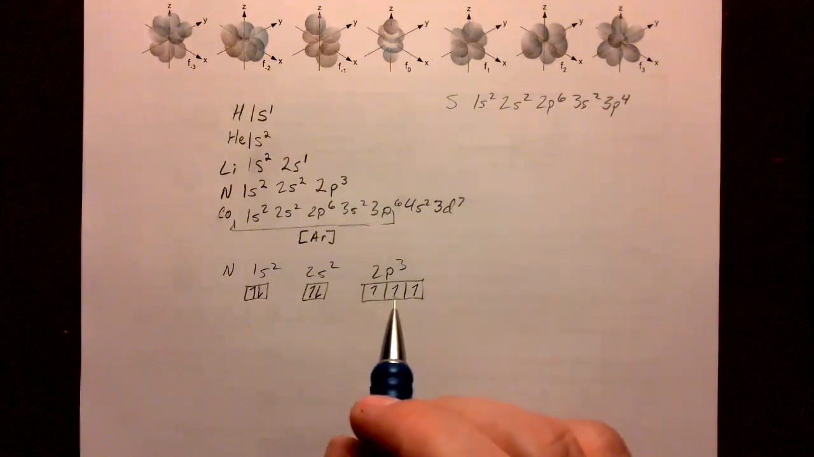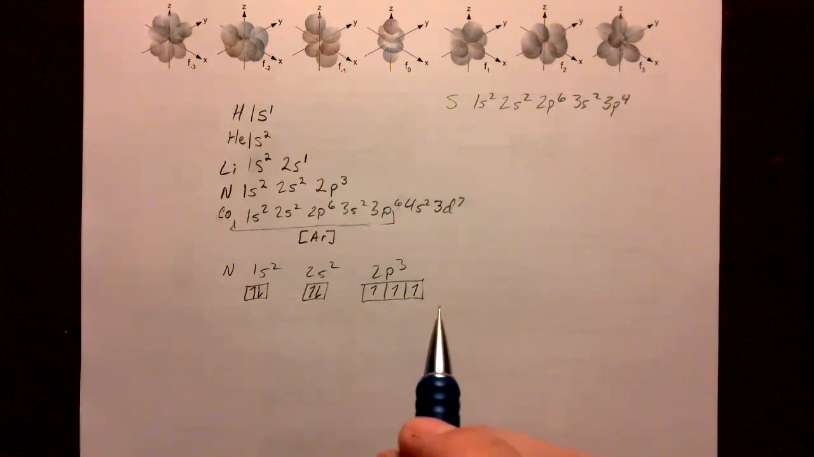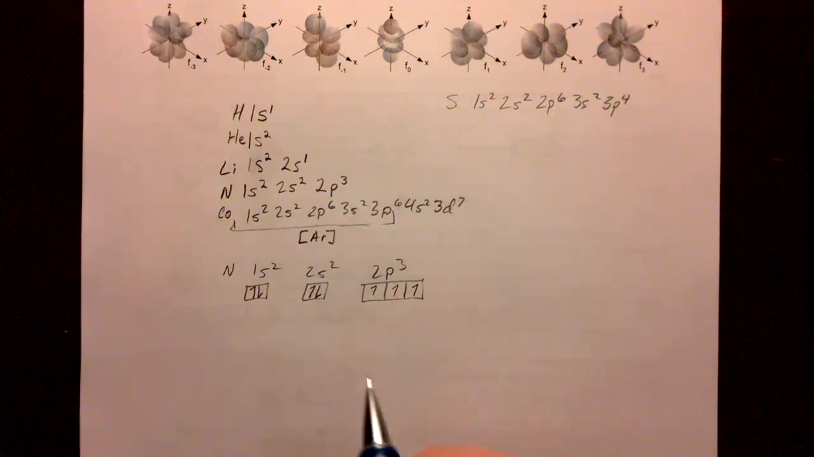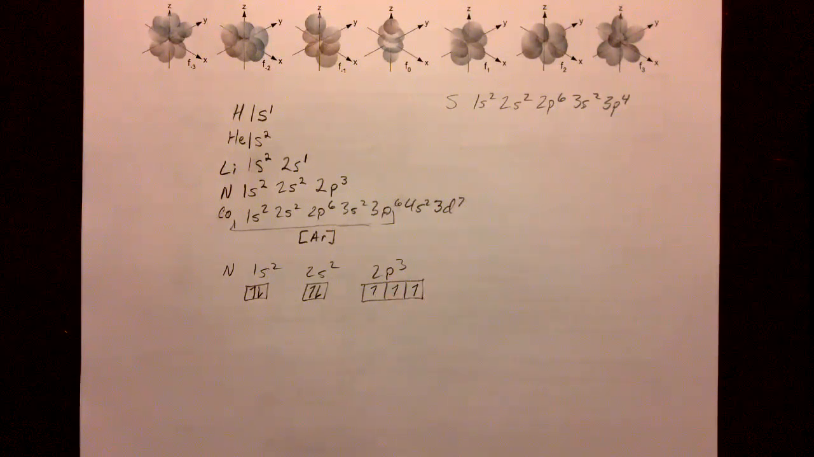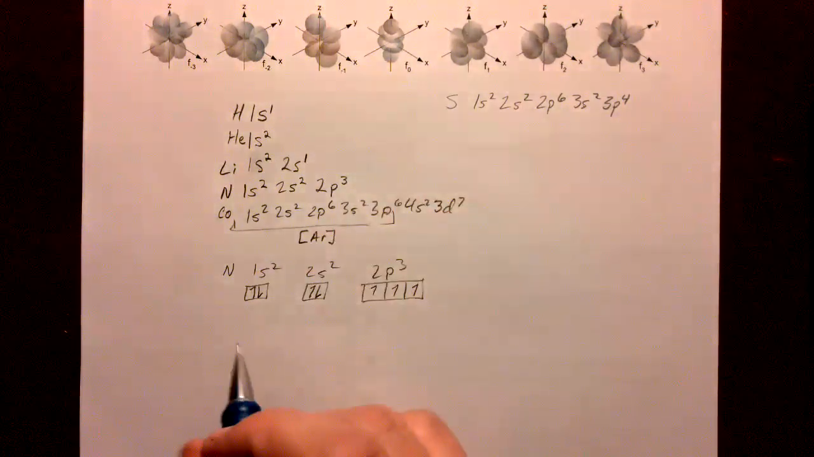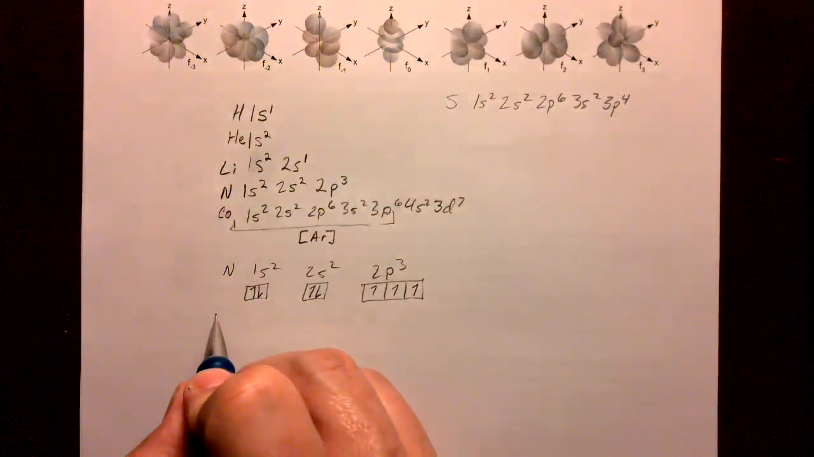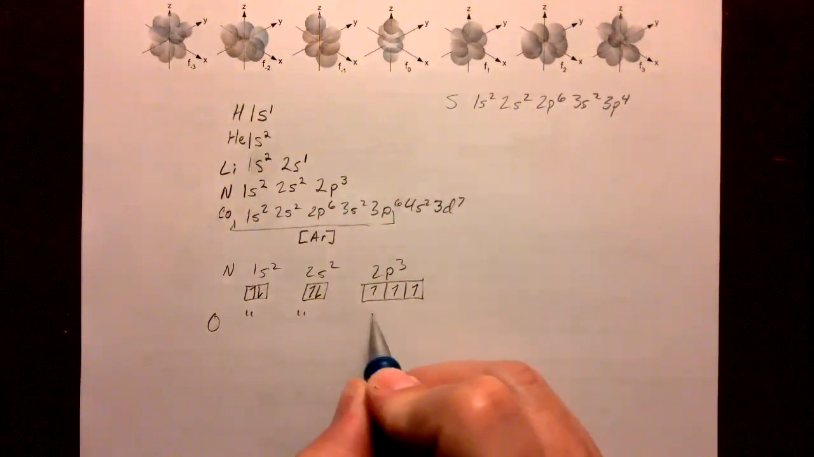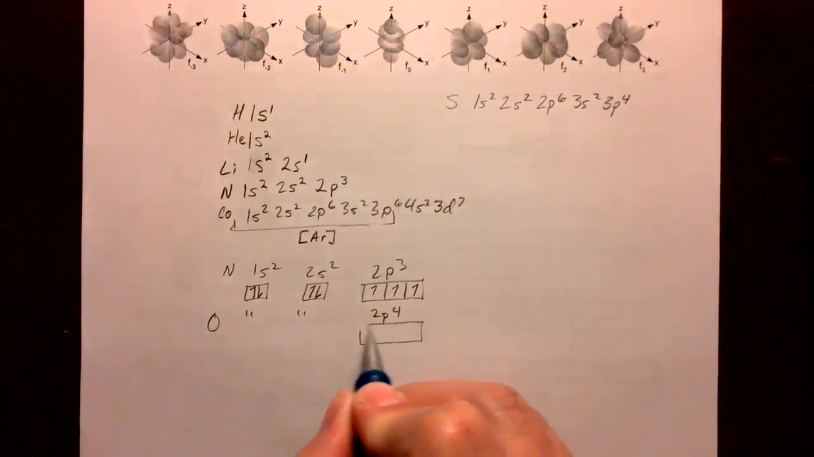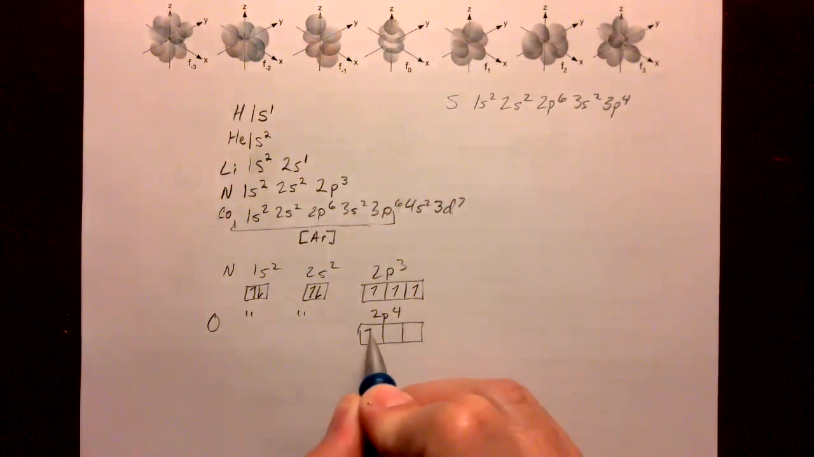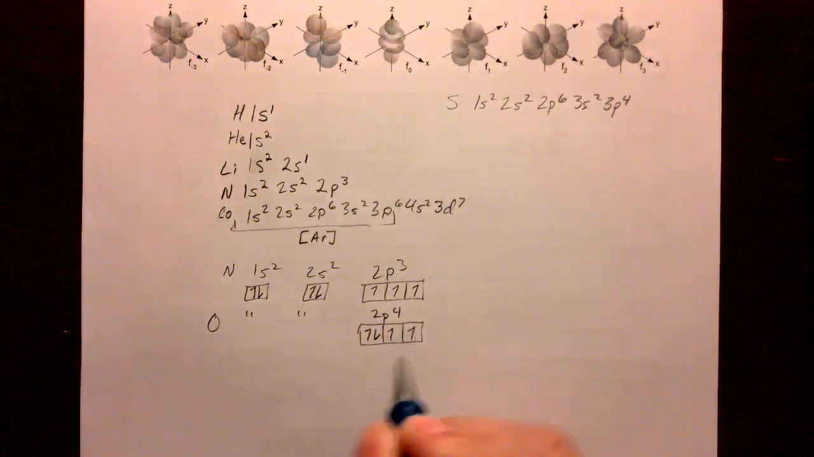This also helps explain something about first ionization energy. That is the energy it takes to knock off 1 electron. And the first ionization energy is the energy it takes to knock off the first, or usually the outermost, electron. So oxygen would be 2p4. Go look at your periodic table. And so we must do a doubling up there to get 4 electrons in 3 orbitals.